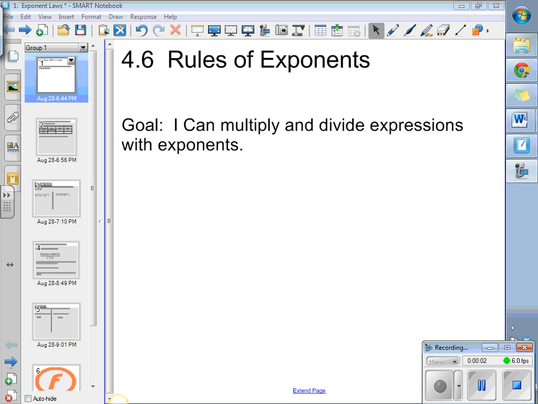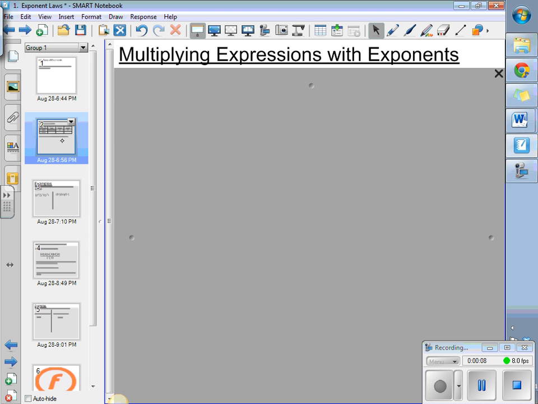Today's lesson is Rules of Exponents, and our goal is that we can multiply and divide expressions with exponents. As always, please pause your video and rewind it as necessary to re-listen to anything that you might have missed.